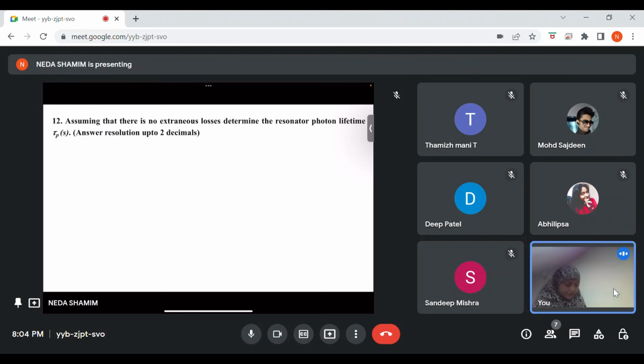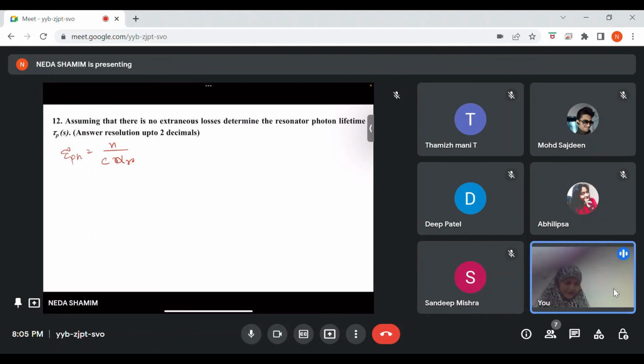That is the average lifetime. How are you going to define it? Average lifetime is equal to 1 by C into resonator loss. Yes, not 1 by actually. It will be N by C into the resonator loss. That is alpha R.